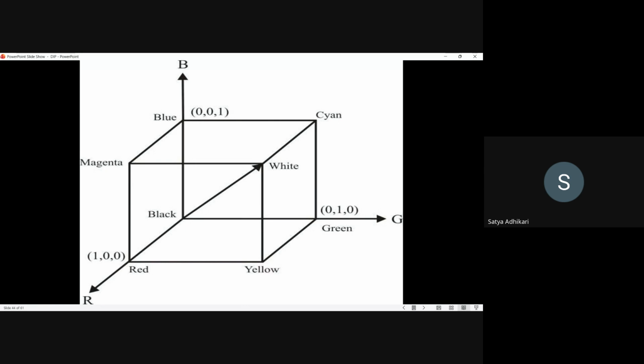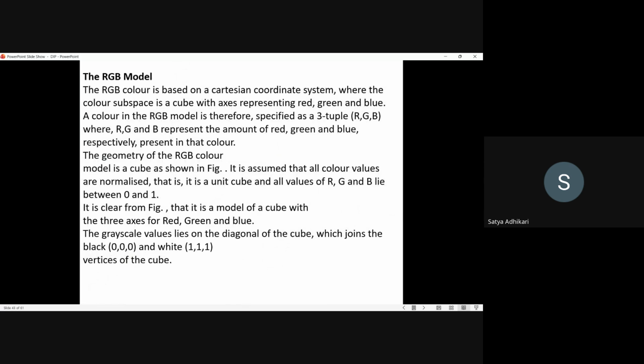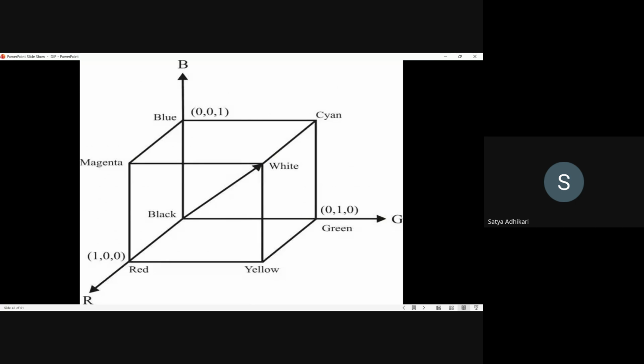Okay. In RGB, suppose magenta. What do you see here? Green and blue is one color. So green is 1, blue is 1, red is 0. So this cube represents all the primary colors and the secondary colors magenta, cyan and yellow.